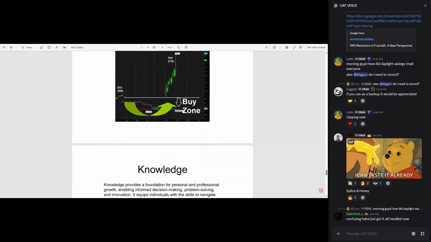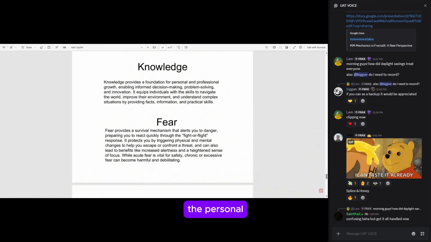So here, the key things are knowledge and fear. If you have knowledge, you have personal and professional growth, and you have informed decision making. The system is for decision support and problem solving, and that lets you have innovation in your trades. You can come up with things that other people just have no idea about and can't see.